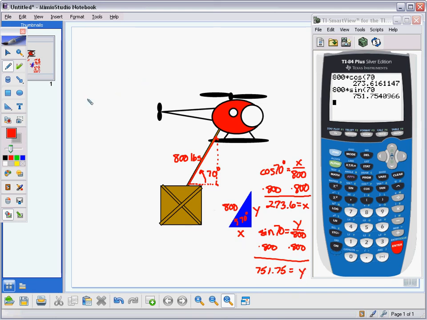Okay, great, that's finished. Let's just write our results. The horizontal force the rope exerts on the crate was 273.6 pounds. The vertical force exerted on the crate was 751.75 pounds.